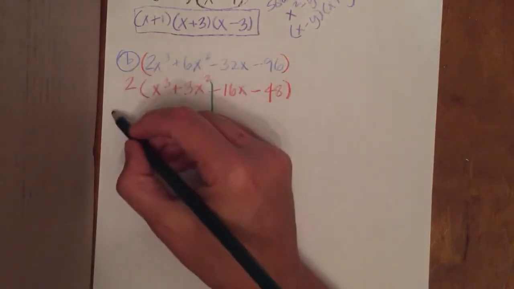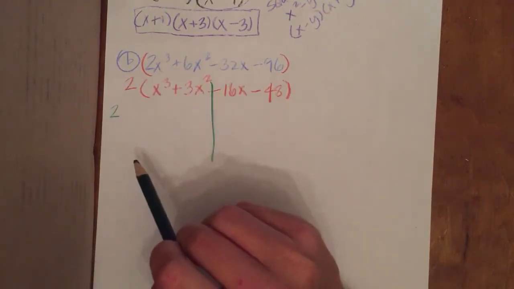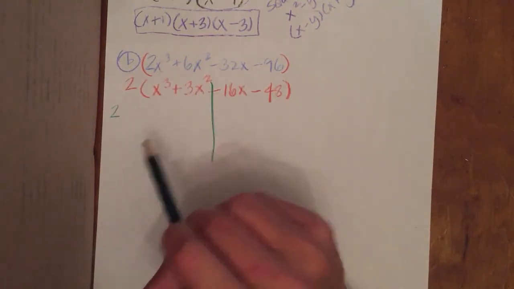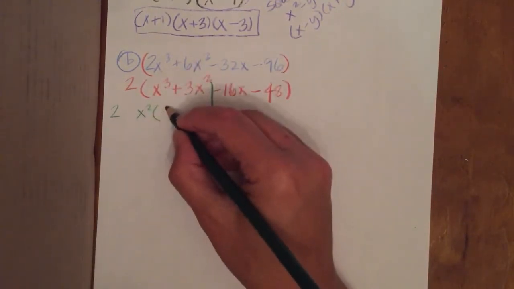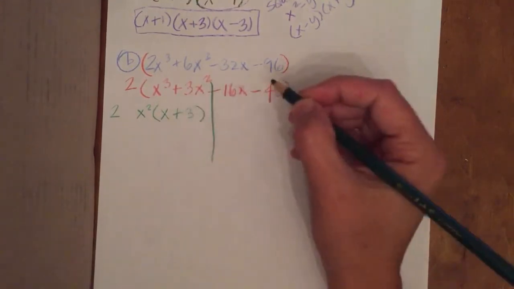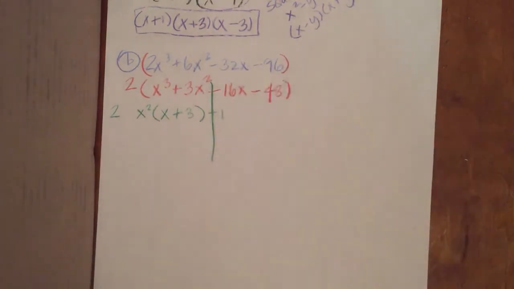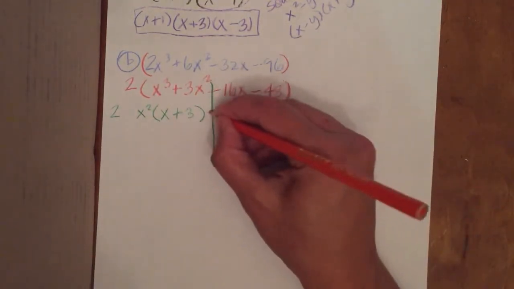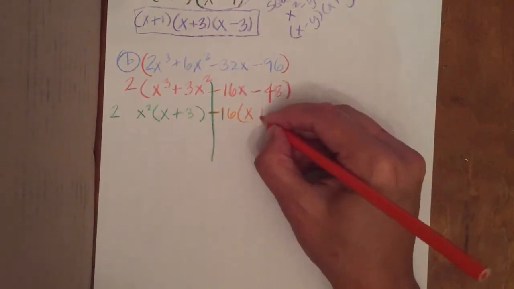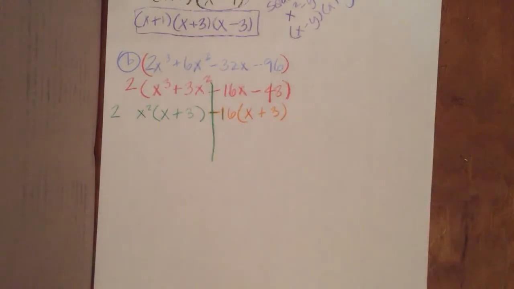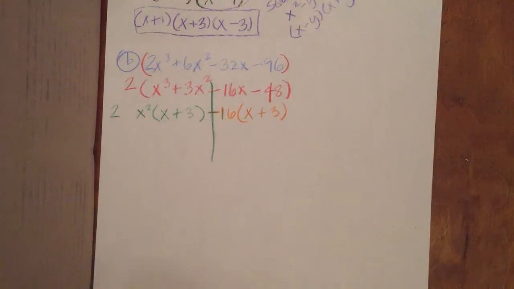We're going to keep the 2 out here. What do x cubed and 3x squared have in common? Well, an x squared. So I'm going to pull an x squared out. That's going to leave me with x plus 3 here. And what do negative 16 and negative 48 have in common? Well, negative 16. So I'm going to pull out a negative 16, and that's going to leave me with x plus 3. Again, remember, don't forget about that 2. We're going to come back into play soon.